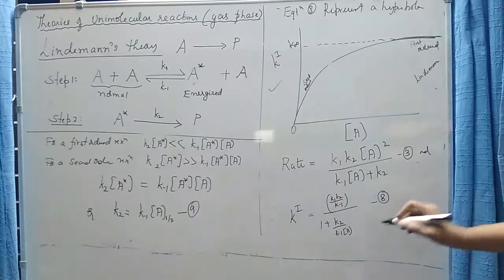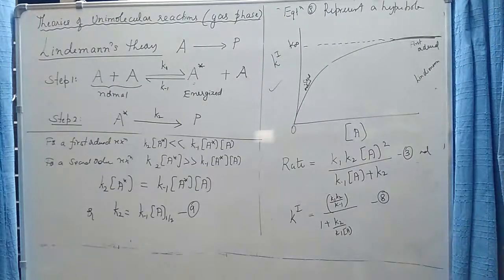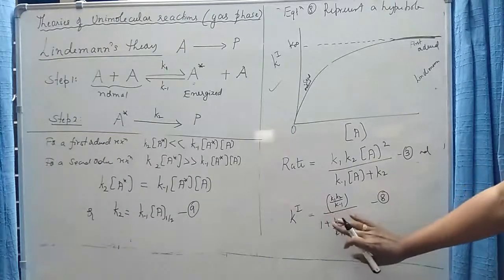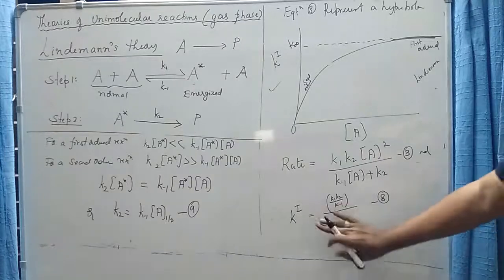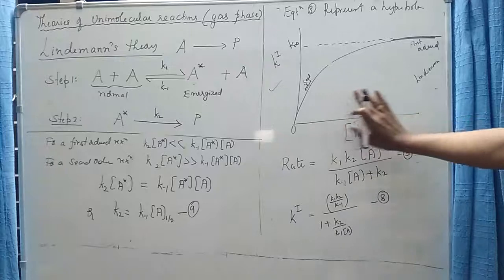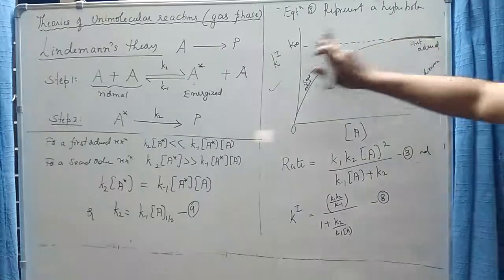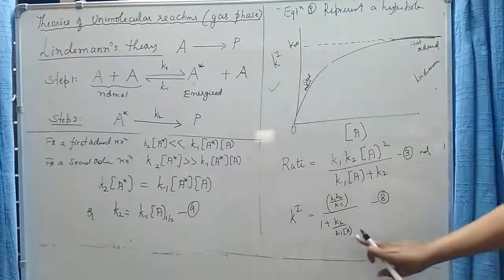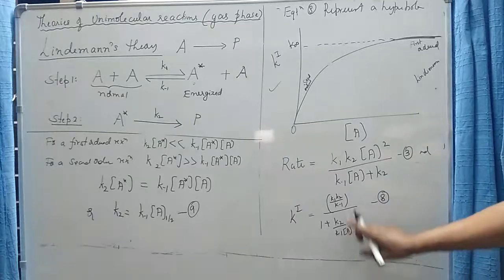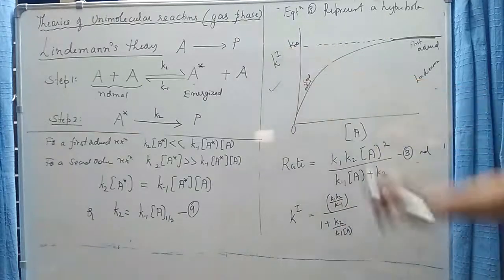Now if you see here, if A becomes infinity, that is the concentration of the reactant is very high, this term becomes 0. So in the denominator you have 1 plus 0, so this becomes 1. Now let us look at the graph. When A becomes infinity, what does it mean? When A is very high, you see that this K1 reaches its maximum value of K infinity. So if I substitute A equal to infinity, this value of K1 becomes equal to K infinity.